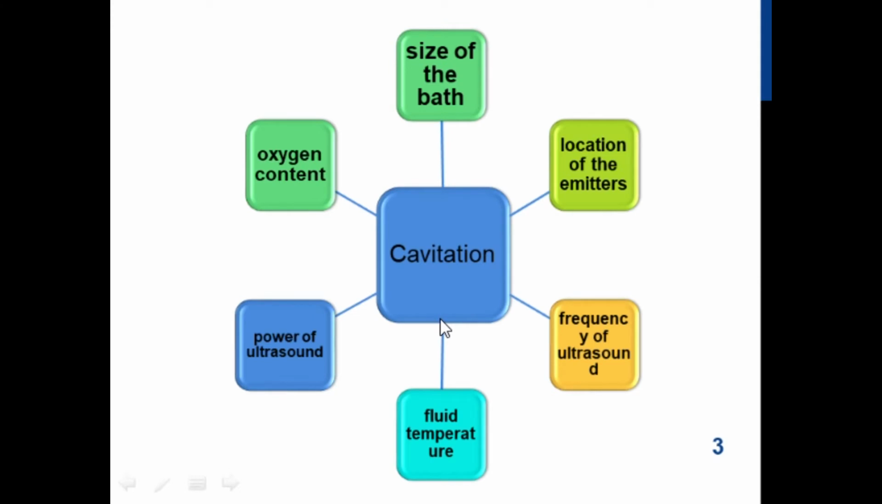Cavitation in the ultrasonic bath has a zonal distribution, so the cleaning efficiency is affected not only by the parameters of ultrasound, but also the size of the bath and the location of the emitters. The distribution of cavitation is also greatly influenced by the frequency of ultrasound and other parameters, such as fluid temperature, ultrasound intensity, oxygen content. The large number of interrelated parameters that affect the ultrasonic cleaning process complicate the process of forming a control based on standard methods.